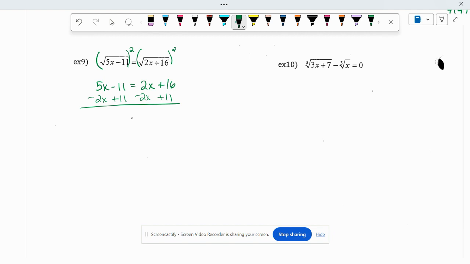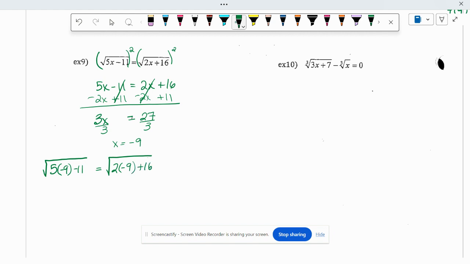So let's see, 5x minus 2x is 3x, negative 11, positive 11 cancel out, positive 2x, negative 2x cancel out, 16 plus 11 is 27. Divide both sides by 3, and x equals negative 9. So now I need to check. Let's see, 5 times negative 9 minus 11 underneath the radical must be equal to the square root of 2 times negative 9 plus 16.